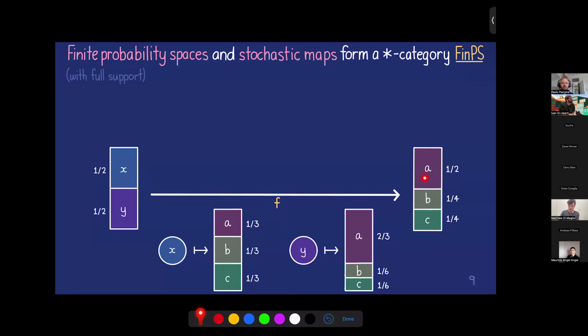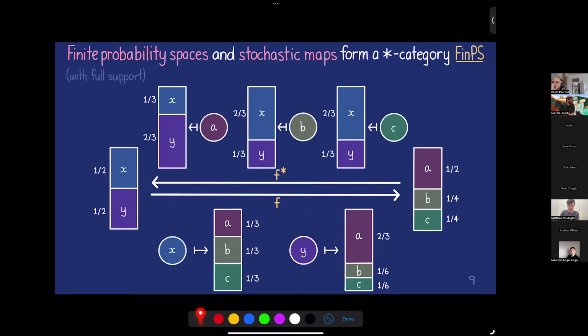So the probability of A is the sum of the probability of X times the probability of A given X plus the probability of Y times the probability of A given Y. So you can see that a half times a third plus a half times 2/3 is a half, and so on like that. So this category is actually a star category where the adjoints are given by the Bayesian inverses, which again was something that Dario talked about.